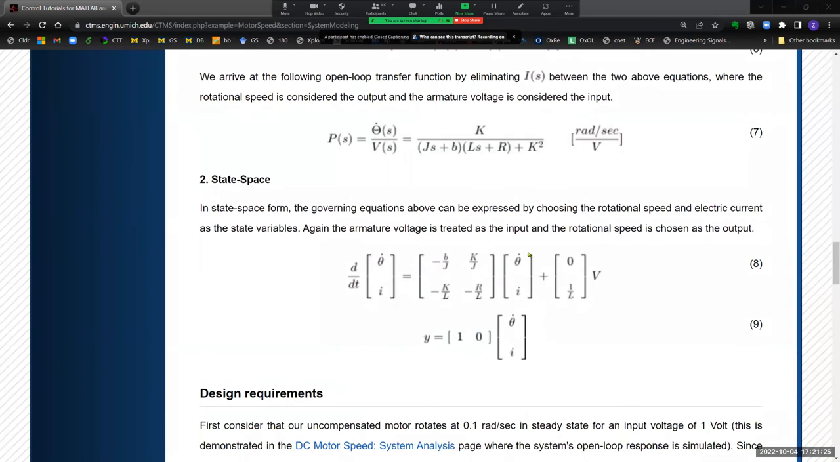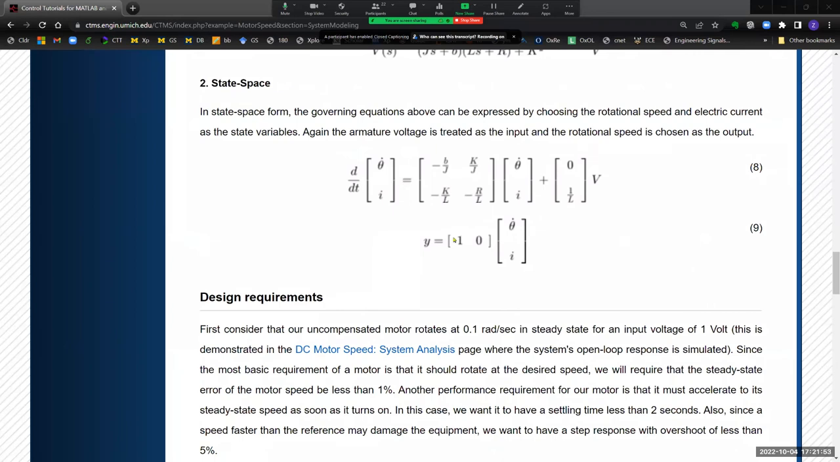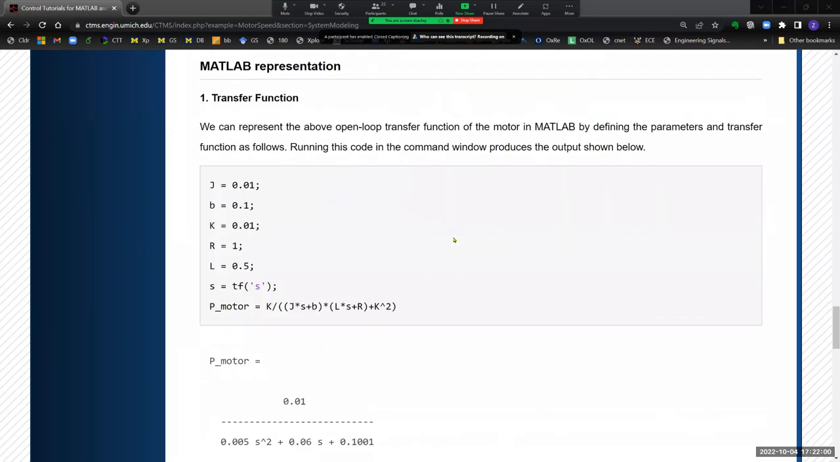Okay, so now you are saying from equation seven to eight and nine, that's where the difficulty is, right? No, I understand how to get equations eight and nine from equation seven, but it's taking either of those and actually making a model we could look at in Simulink. Oh, so your issue is transitioning from this to Simulink. Yes. Okay, so let's look at the Simulink.